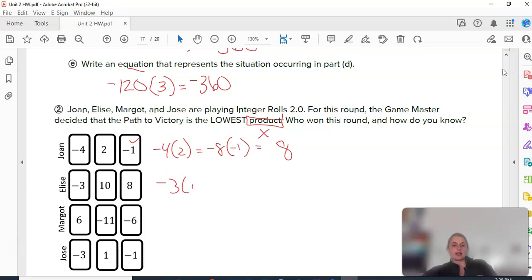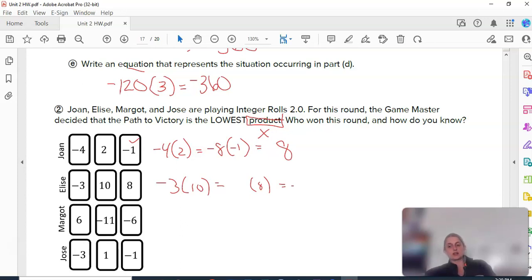Negative 3 times 10, find that answer, and then do that answer times 8, get your final answer. You're going to do it for all 3, and then you're going to pick Joan, Elsie, Margot, or Jose, who has the lowest score. Now, lowest does not mean the smallest absolute value, it means the smallest number. So you need to think about positives versus negatives, which negative is more negative, things like that. And then you're done because it's only one side.